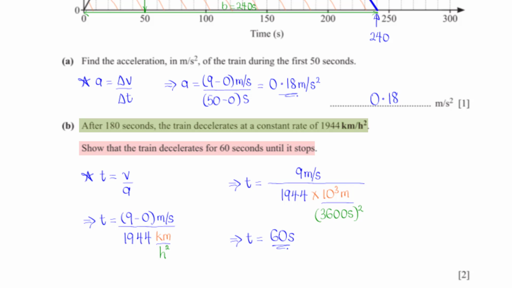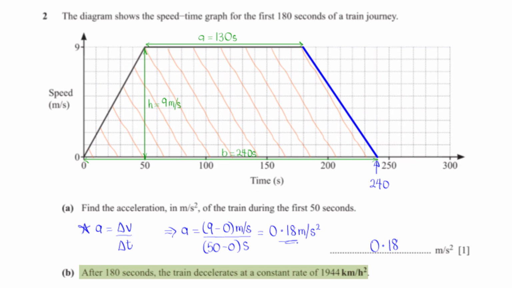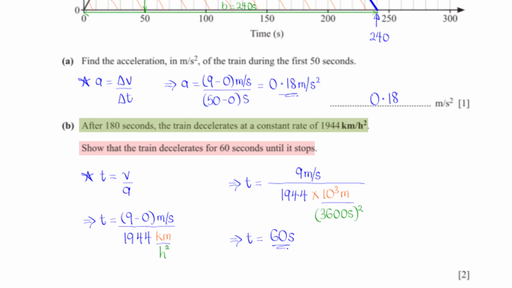Since we are interested in finding the time duration for the deceleration, we make t the subject in the formula, and that is equal to the change in speed divided by the acceleration. So from the graph, just before the train starts to decelerate, it was traveling at a speed of 9 meters per second, and when the train stops, its speed will be 0, and so we have the change in speed as 9 minus 0 meters per second divided by the acceleration, which is 1944 kilometers per hour squared.